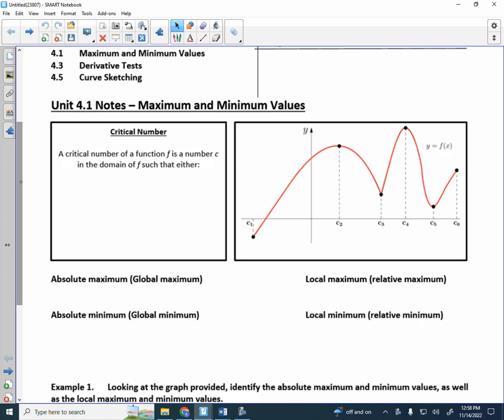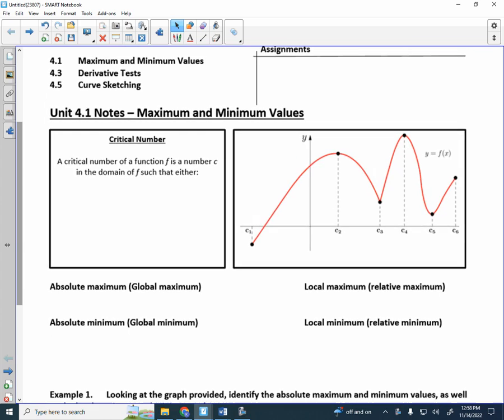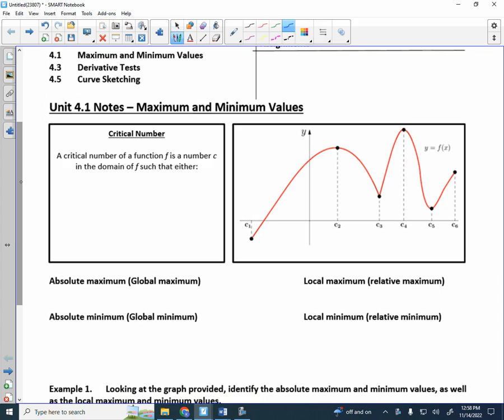Today we want to talk about maximums and minimums. You already know a little bit about this. A critical number of a function is a number C in the domain such that either one of these two things happens. F prime of C does not exist, or F prime of C is equal to 0. Critical numbers are important whenever the derivative doesn't exist or wherever the derivative is equal to 0. That's really important for us.